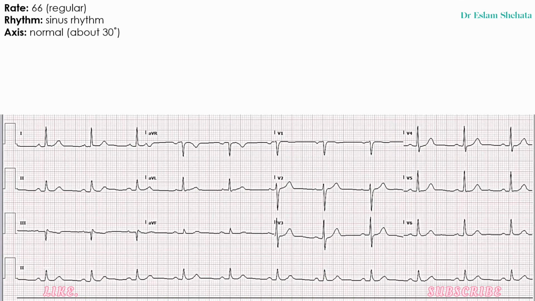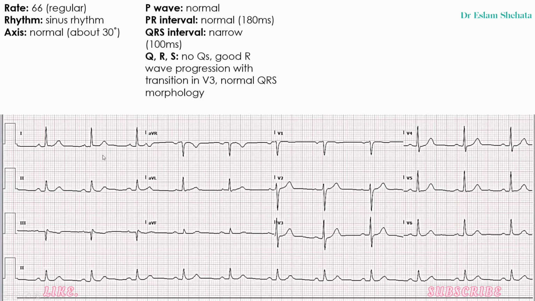So the rate is 66, it's regular, we're in sinus rhythm, and the axis is normal at about 30 degrees, just based on these relative heights of lead 1 and AVF. Lead 1's much taller, so I'd say close to 30 degrees. Looking at the P waves, they're normal.